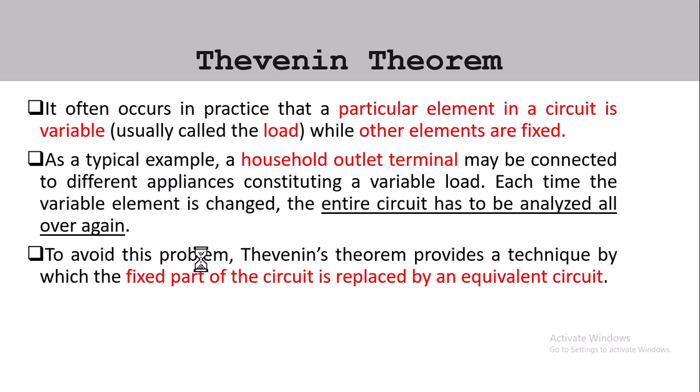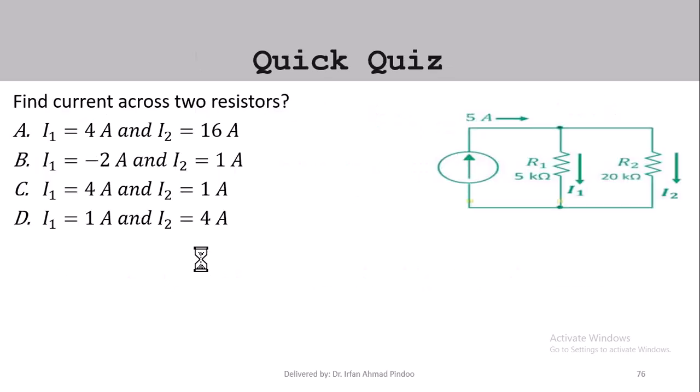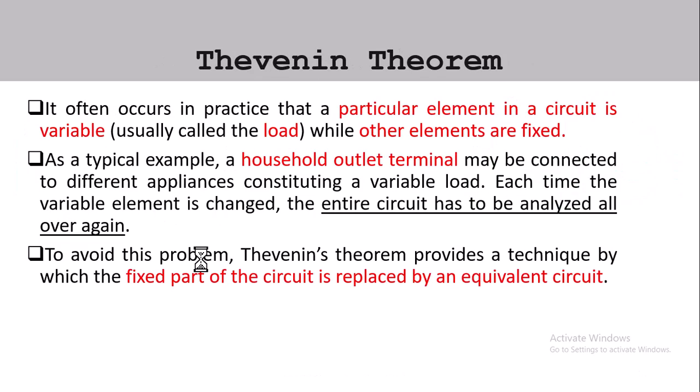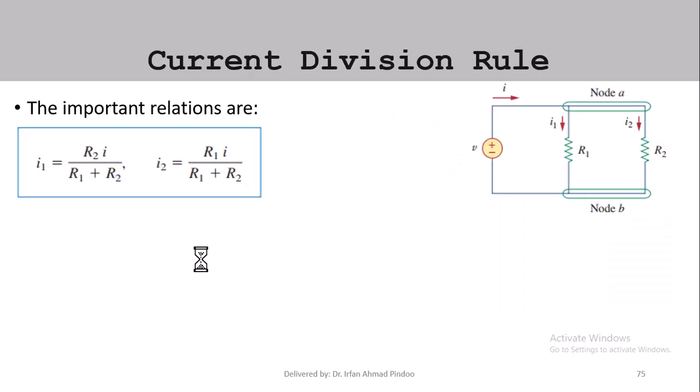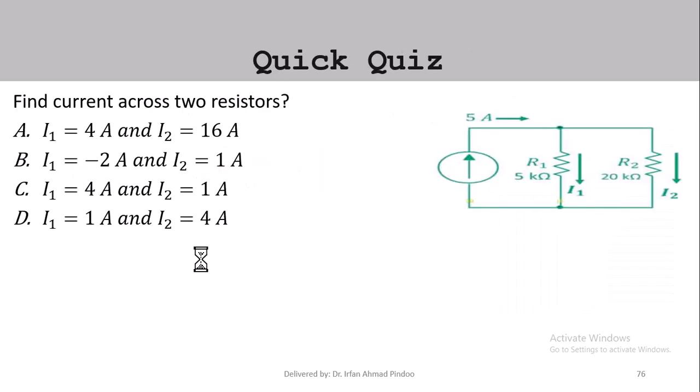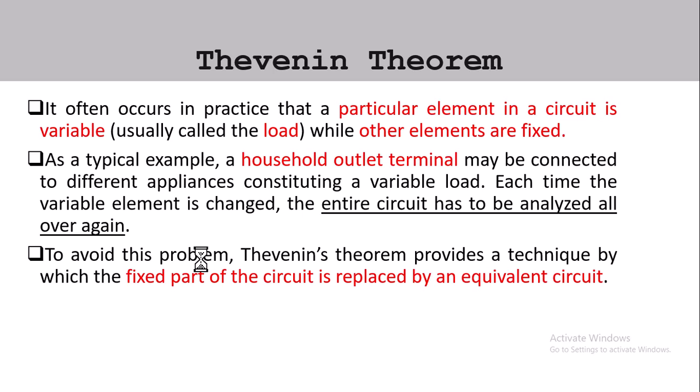Now two important topics are left. One is Thevenin, the other one is Norton. These topics we will cover in the second part of this video. The questions based on the voltage division rule and the current division rule will be discussed in the next part of the video, including some remaining topics like Thevenin theorem, Norton theorem, and the basics of AC analysis.